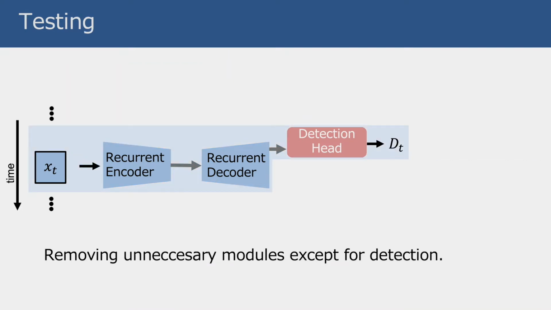In the inference step, all modules except for detection are removed because there is no need for future prediction. It detects objects the same as typical video object detectors.